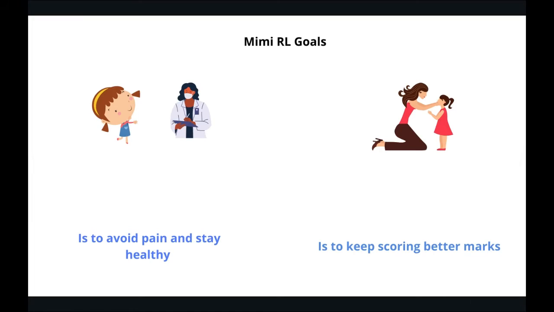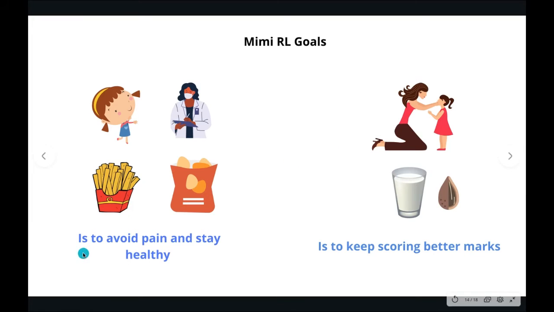All right. So in the case of Mimi, if her goal is to avoid the stomach pain she had and stay healthy, she would eventually move from junk food to healthy food. Similarly, if she believes she wants to score better and better in her exams across all the subjects, then she would start having a glass of milk and almonds every day. But it's very important to remember that Mimi in this case is aligned to the goal of being healthy.